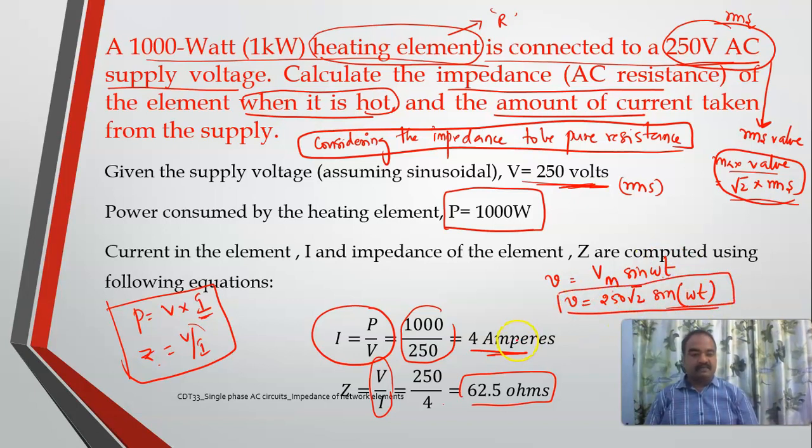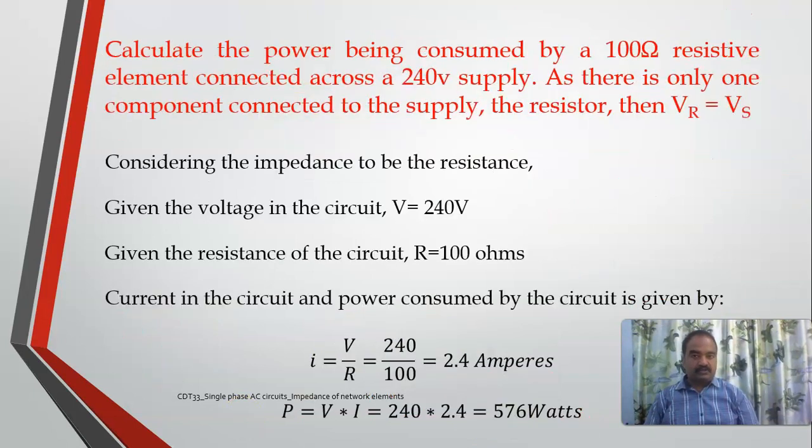And for the current, it is the representation of the same, Im, 4 into root 2 sin omega t. Understood? Impedance, it is only resistance, right? So, I will take it as 62.5 plus j 0. This is how it will be represented. Now, moving on to the next question.